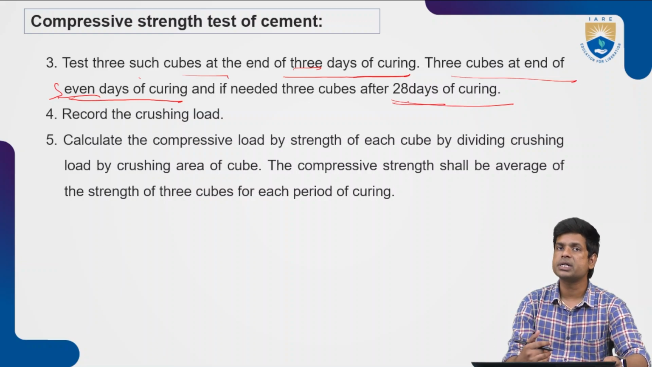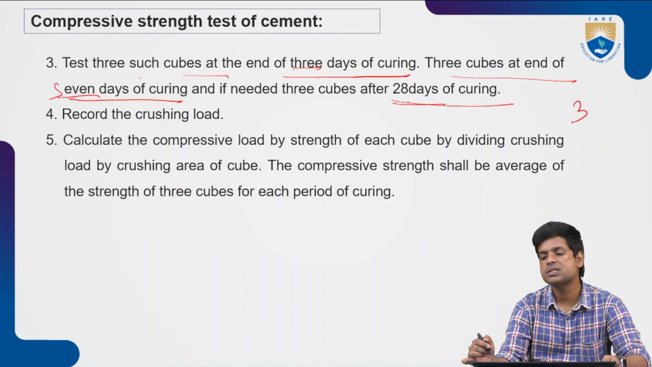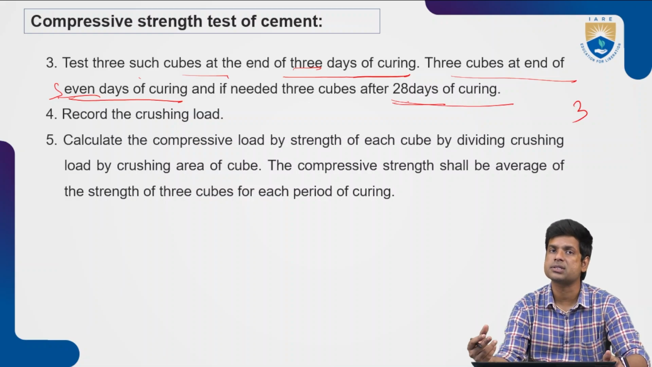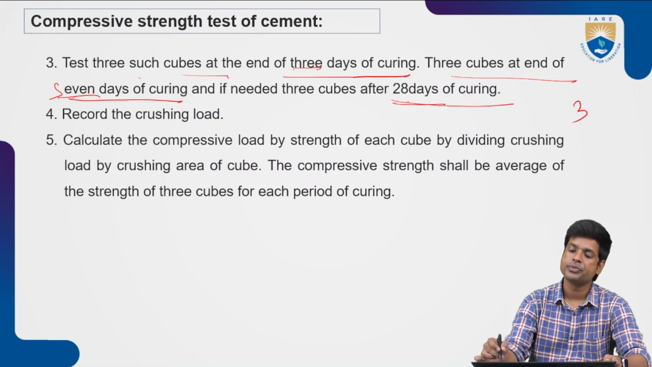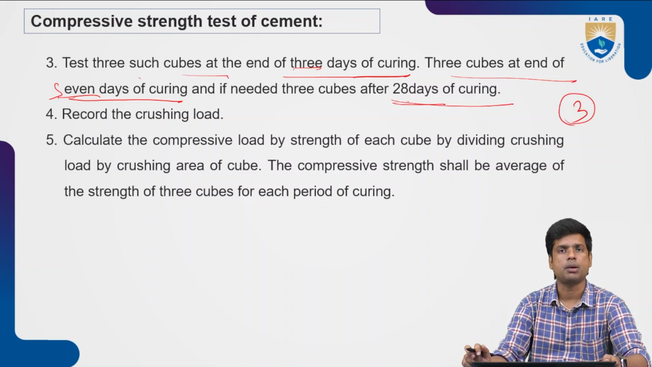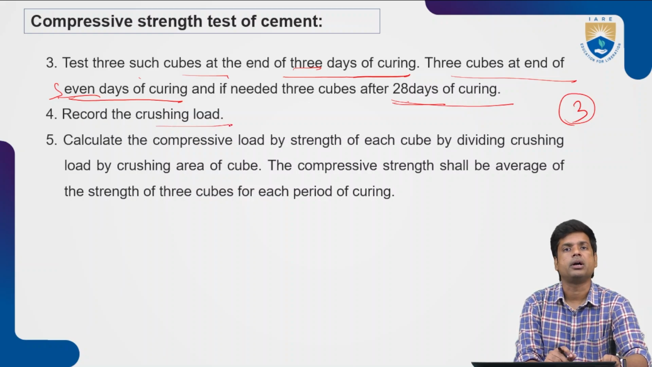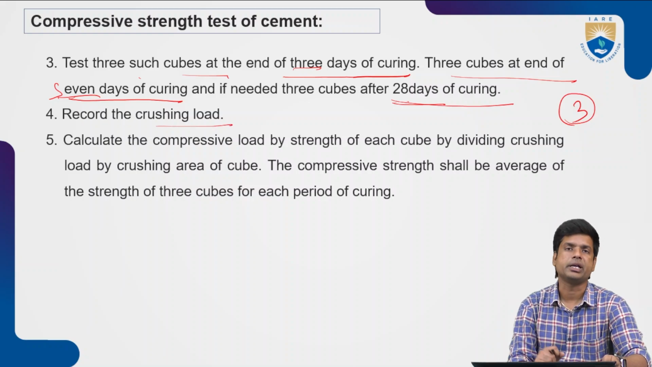For every set of testing, we should cast a minimum of 3 cubes, because while casting and preparing the cement cubes, you may make some mistakes, which will lead to wrong results. So we have to take 3 such cubes for each and every sample. Now record the crushing load for each and every cube.